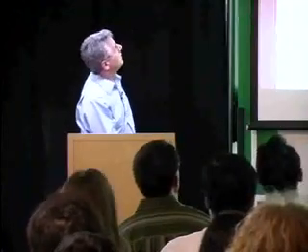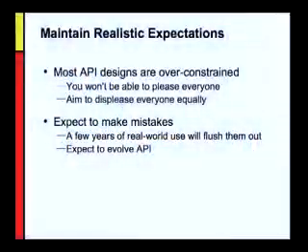You should maintain realistic expectations throughout the process of API design. It turns out that most API designs are over-constrained. People want them to do more than they can possibly do. So you are going to have to make compromises. You cannot please everyone. If you try to please everyone, you come up with a pig. You come up with big, nasty APIs that no one will ever be able to use properly. So what you should do, and this may sound strange, is you should aim to displease everyone equally.